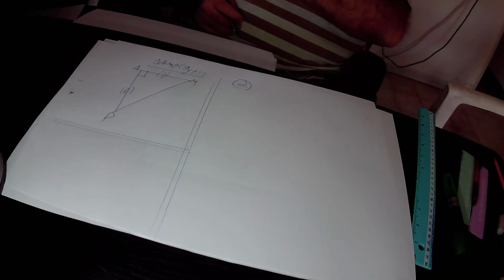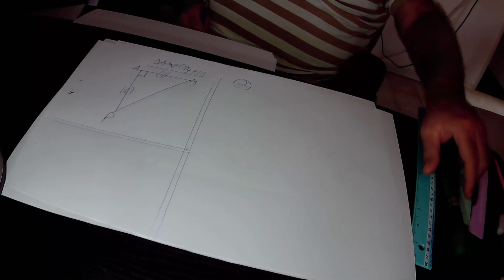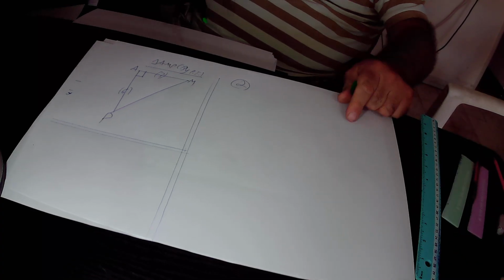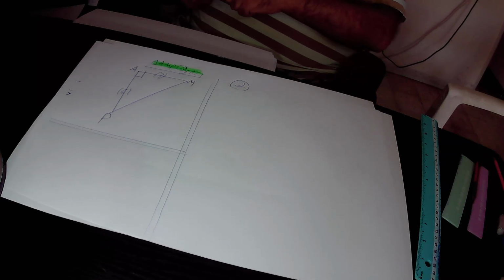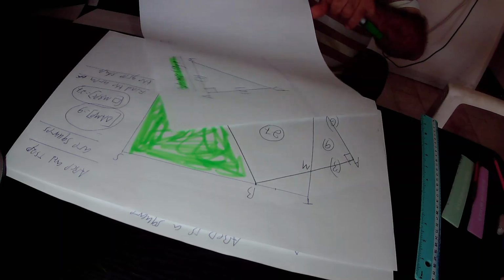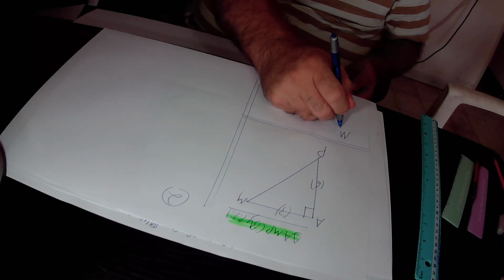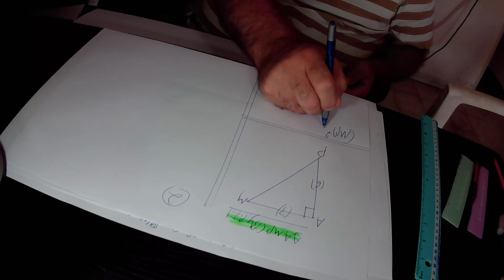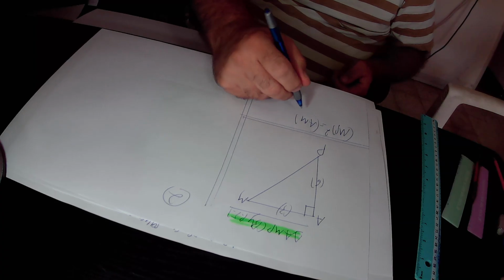This is the right triangle AMP. According to the Pythagorean theorem, in this right triangle AMP, MP squared, that is the square of the hypotenuse, equals AM squared plus AP squared. So I'll write it down: MP squared, the square of the hypotenuse, equals AM squared plus AP squared.